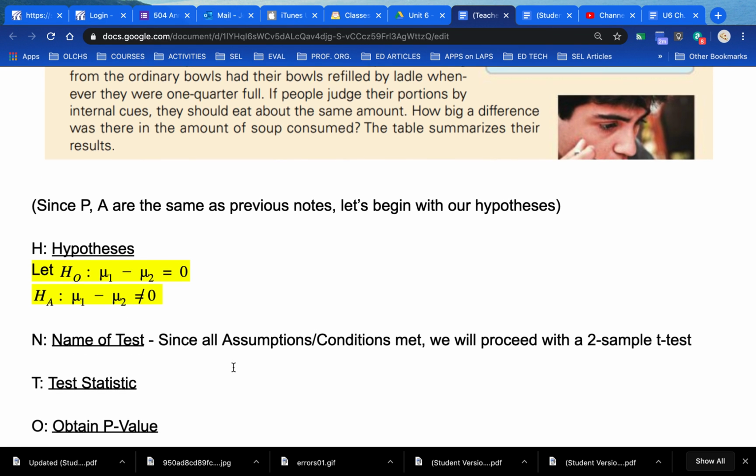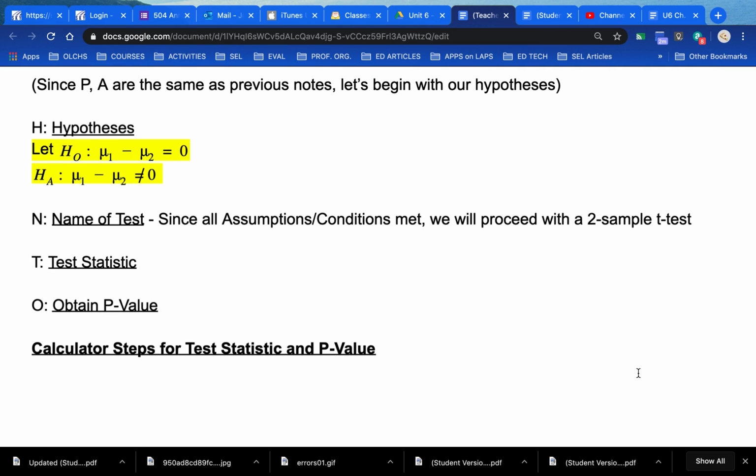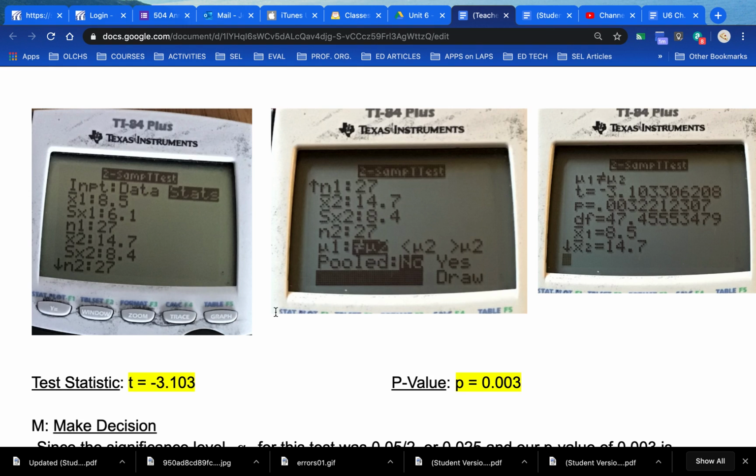All right, so same thing. We would call this a two-sample t-test. We would move on, and what the calculator looks like here, remember you'd still go to stat tests and pick two-sample t-test, but you would pick stats as opposed to data. You would pick not equal to, and this is what we would get. So you can see your test statistic, negative 3.1, and a p-value of 0.003.